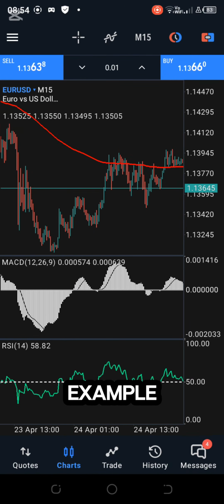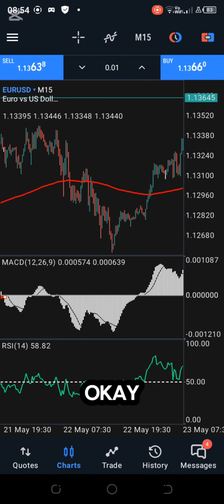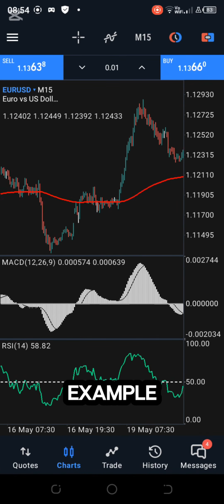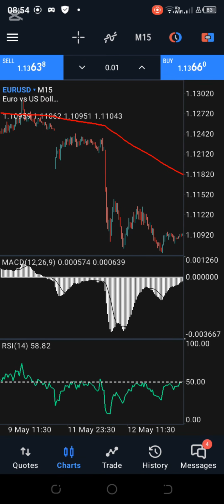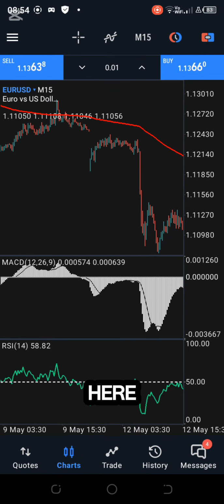Trying to look for an example. Okay, for a sell example, it seems like EUR/USD has been moving up. Okay, here we have an example.